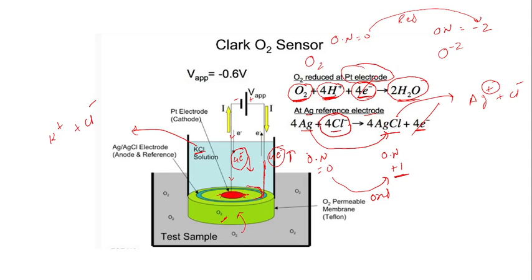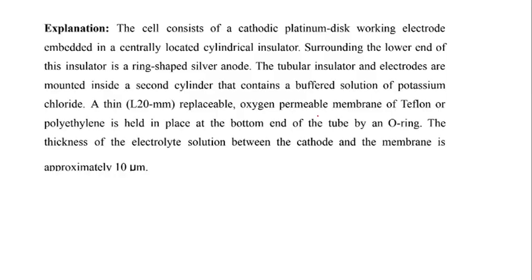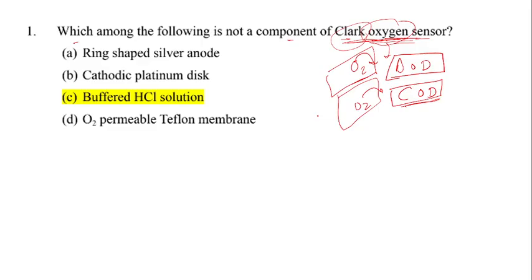If you see, one is a reduction reaction and one is an oxidation reaction. By that way, the complete cell will be formed. Finally, you can say a complete electrochemical cell will be there. So now it will be easy to answer this question.